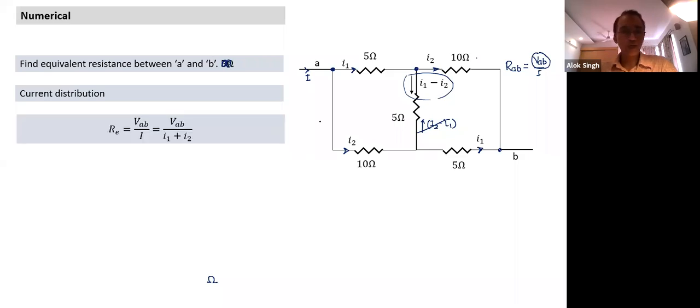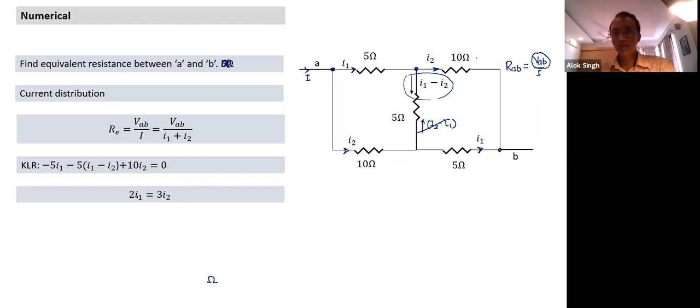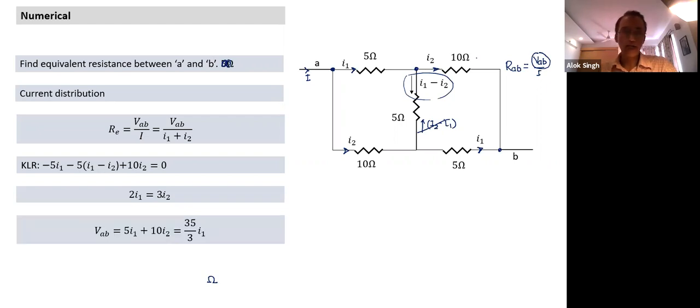After writing the current distribution, I applied the Kirchhoff loop rule in one of the loops. Applying the Kirchhoff loop rule in one loop, I get a relationship between I1 and I2. After getting the relationship, I write the potential difference between 2 points along any path. I could have taken this path, or this path. All paths will give you the same potential difference. I have taken the potential difference across this path, which is 5I1 plus 10I2. So I could have written VA minus 5I1 minus 10I2 is equal to VB, which gives VA minus VB is equal to 5I1 plus 10I2.